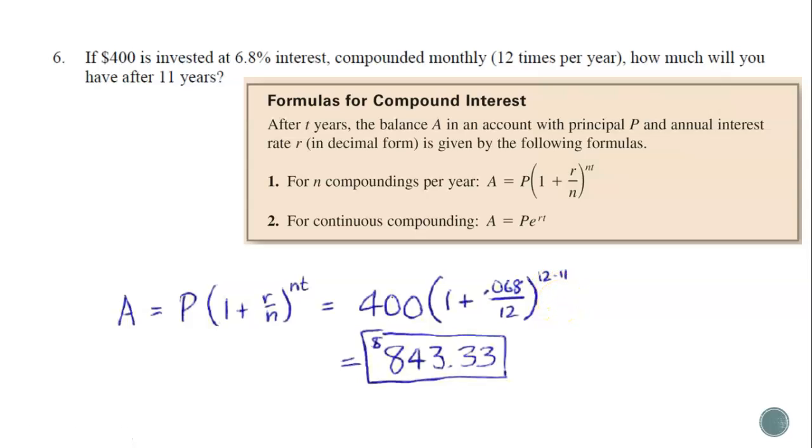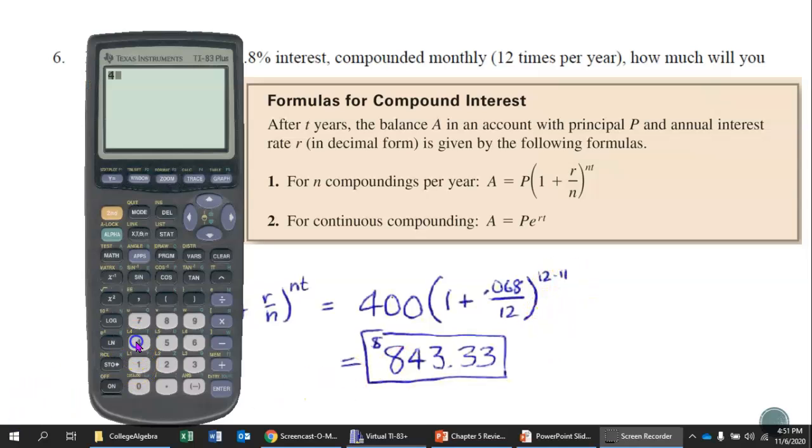Put that into your calculator and make sure you get 843.33. You do have to put the 12 times 11 inside parentheses. So it's going to look something like this on the calculator: 400 times, in parentheses, 1 plus 0.068 divided by 12, close parentheses, to the power of, in parentheses, 12 times 11, close parentheses.